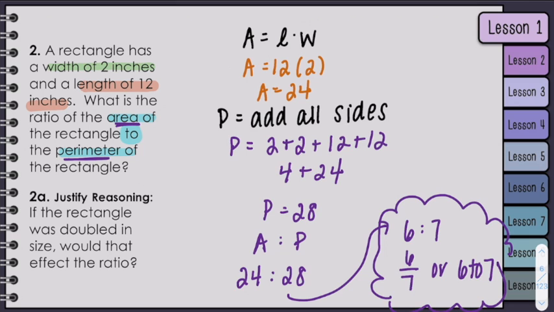Then part 2A is justifying the reasoning. If the rectangle was doubled in size, would that affect the ratio? So what I would suggest is calculate your new area and perimeter, and then you can compare it. So if we doubled in size, let's see. Well, let's see. Hold on. This would affect it.